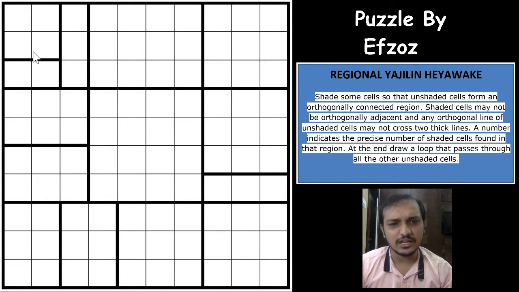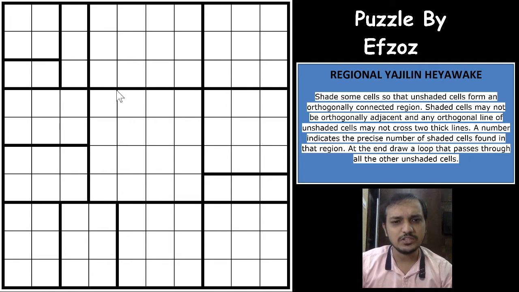And in the regional Yajalin, so usually in Hayawake rules, you will have numbers in the regions. The numbers indicate how many of the cells in that region will be shaded, right? And now coming on to the regional Yajalin puzzle. The regional Yajalin puzzle also has some regions in it, and they'll have some numbers in it. The numbers indicate how many of the cells in that region are shaded, and all the other remaining white cells in the grid have to form a single closed loop, right, without intersection.